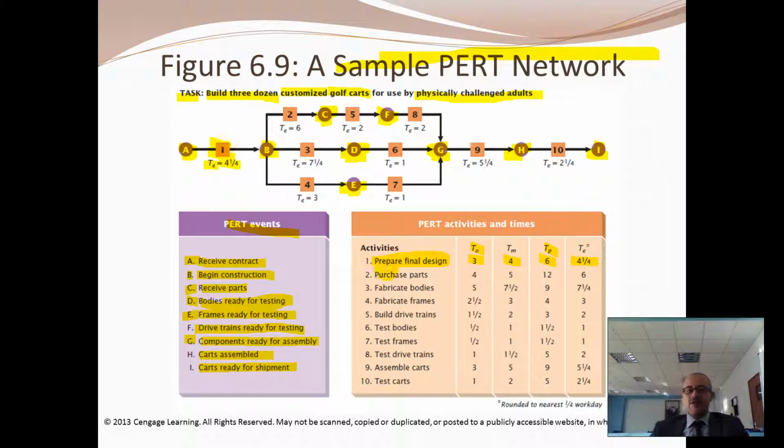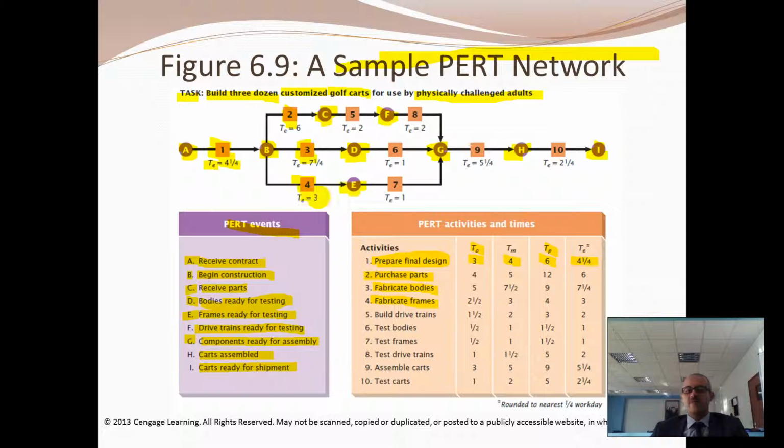Now number 2, we want to purchase the parts. So if you look at purchasing the parts, it will be activity number 2 here. Here we need to purchase the parts. 3, we want to fabricate the body. So that's here when we fabricate the body. Number 4 is to fabricate the frames. So that's what you do here.